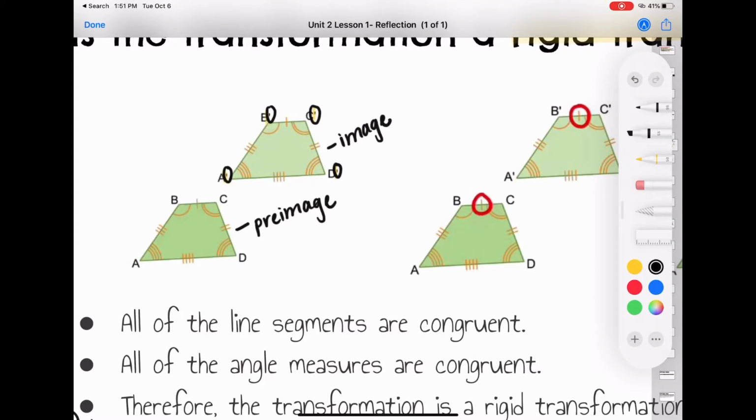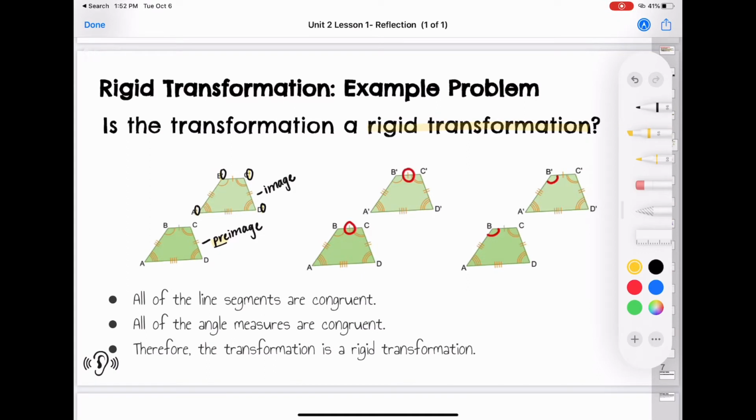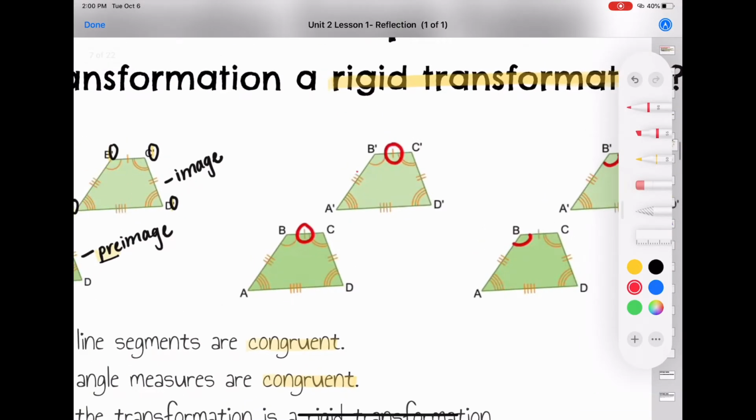How can we remember this? Well, pre means before. So this is our image that happens before we take on any type of transformation. In order to determine if this transformation that we see here is a rigid transformation, we would have to determine that all of the line segments are congruent, all of the angle measures are congruent, and that the size and shape is not altered. So in order for this to be a rigid transformation, all the line segments must be congruent. Well, these different symbols tell us that those line segments are in fact congruent from the pre-image to the image.